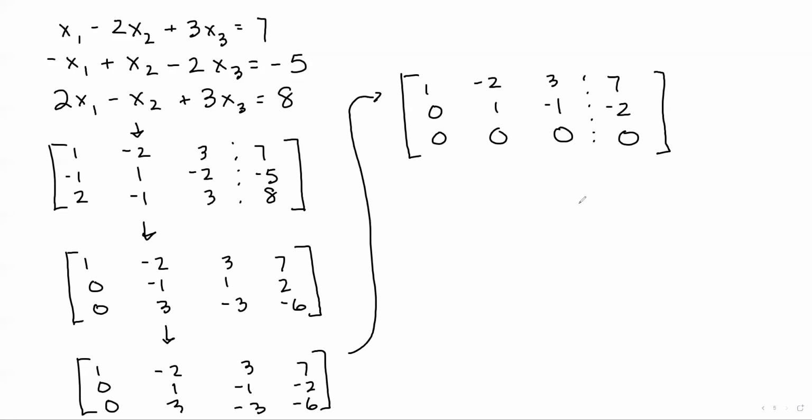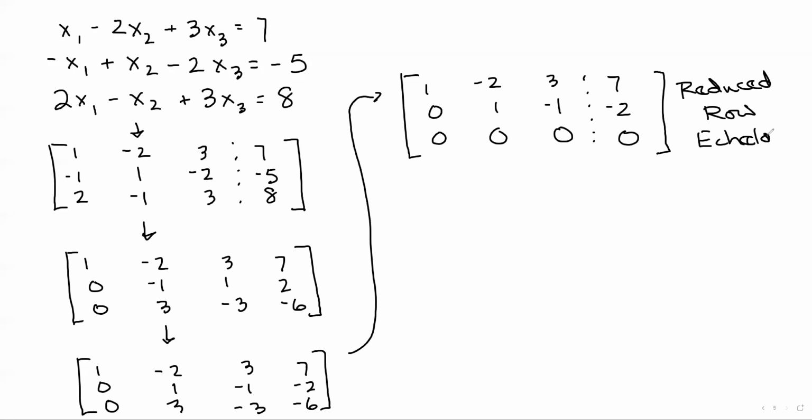Okay, so here's row echelon form, and you could go through and translate this back and then do some back substitution, but there's actually a simple step. You can do one more simple step here that's going to speed things along, and that is to put this into what's called reduced row echelon form.